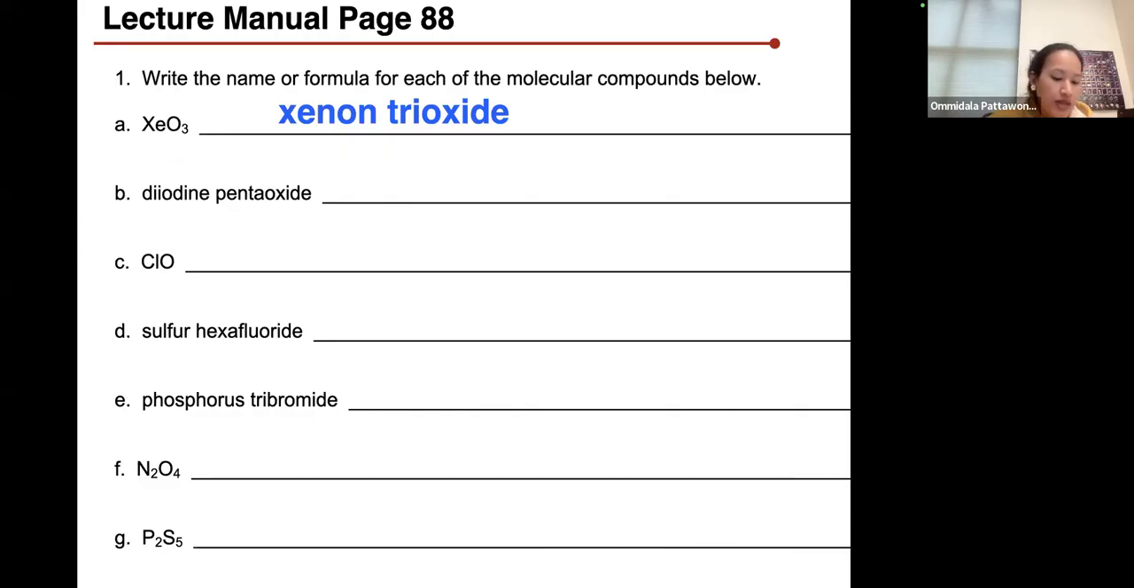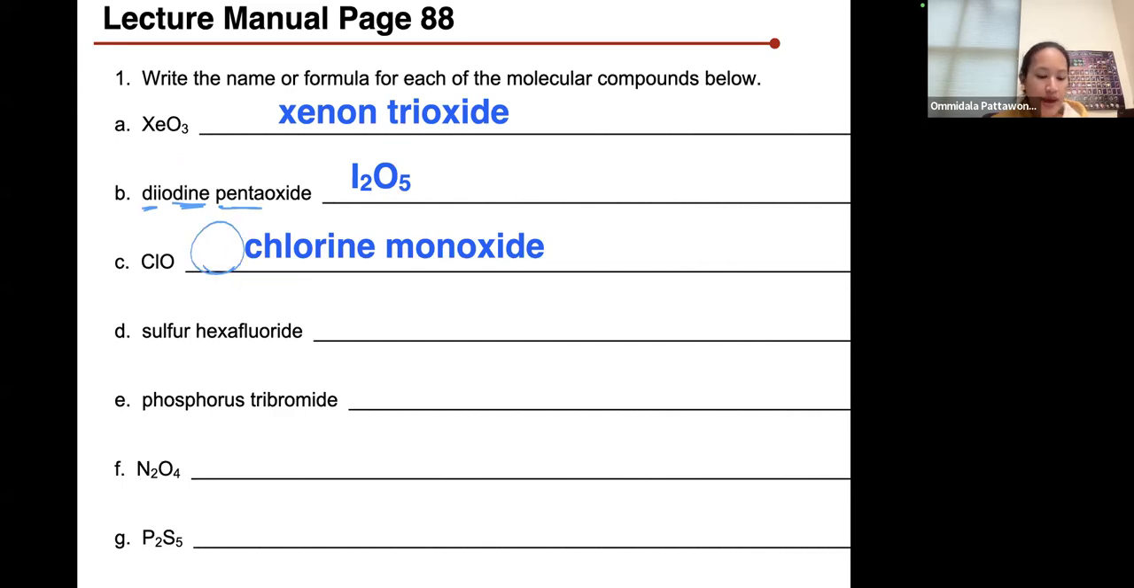Second one, diiodine pentoxide, right? Penta is 5, so therefore the chemical formula would be I2O5. C, the name of this would be monochlorine, except that we are dropping the first mono, so it would be chlorine monoxide. So instead of having mono in front, it would be chlorine monoxide.